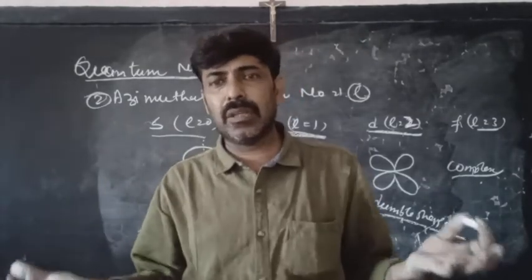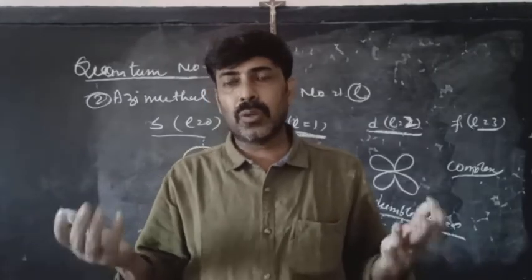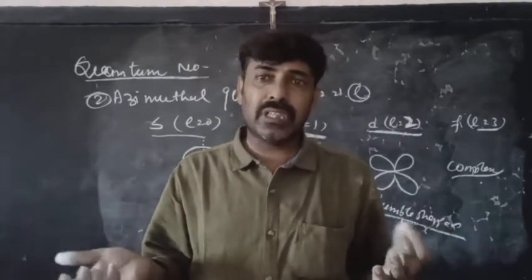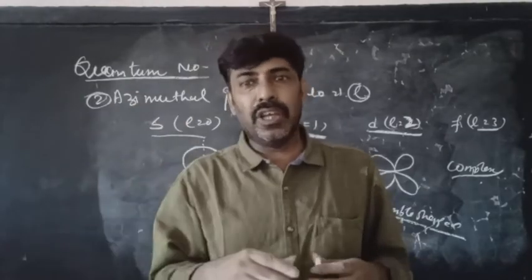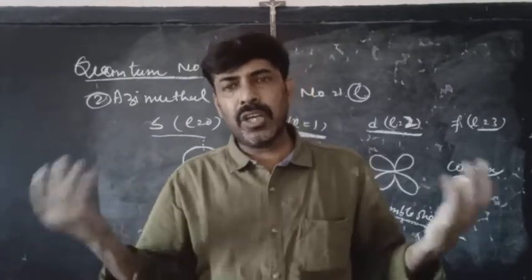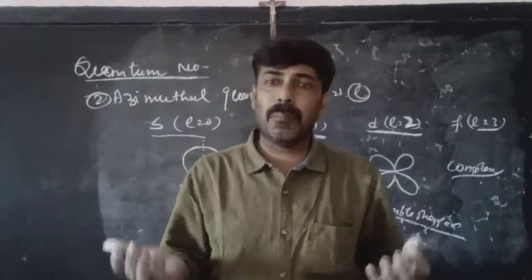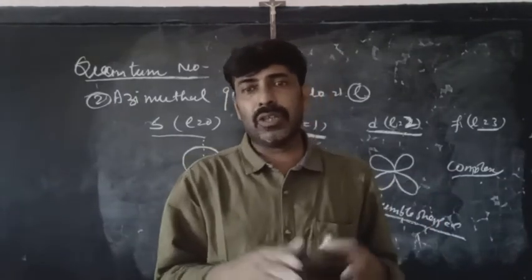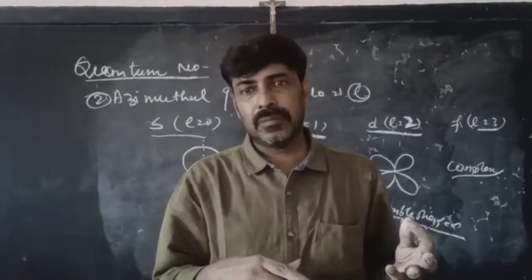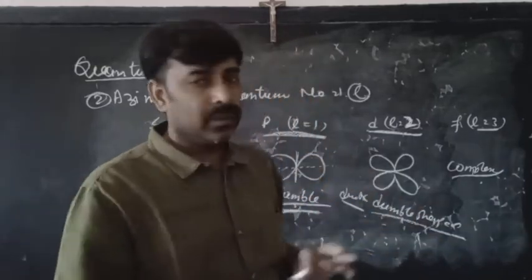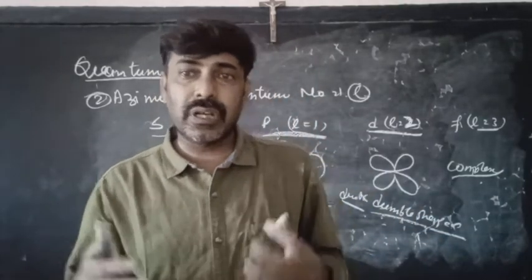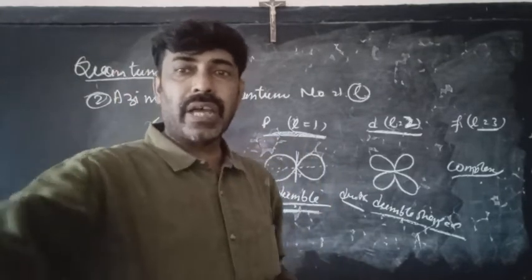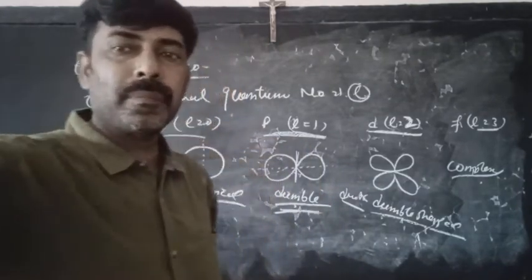We can't say that the probability is 100% because the Schrodinger wave equation suggests that the probability of finding the electron extends to infinity. यानी कहीं पे भी इलेक्ट्रॉन पाया जा सकता है, but the maximum probability of finding the electron is only within the orbital. So this is the shape of the different subshells. Now we are going to see the next quantum number, that is the magnetic quantum number.